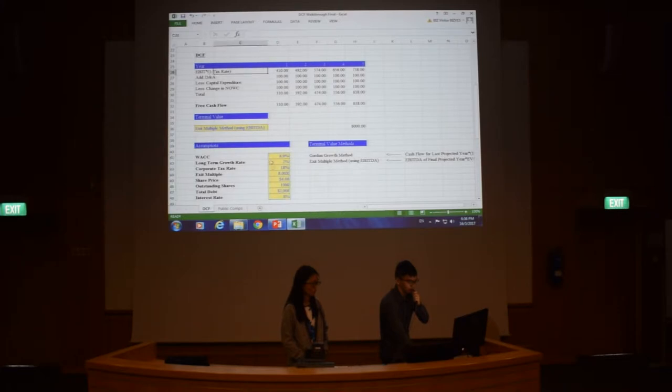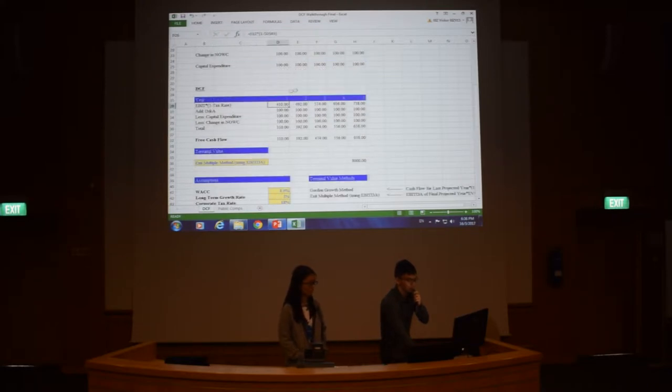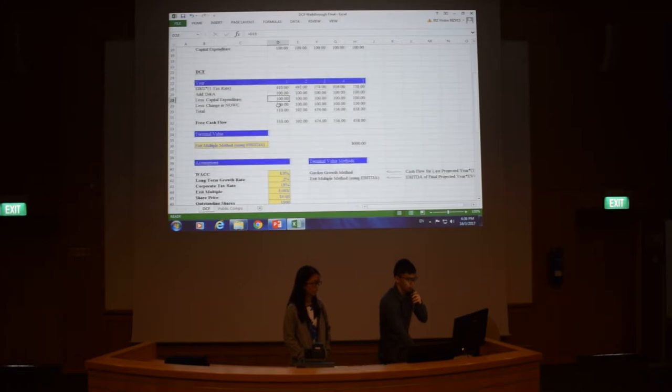So your tax rate in this case will be your corporate tax rate, which is 18%. So you just simply take EBIT times 1 minus 18%. So you'll get all these values over here. So that's step one. So step two, you have to add back your D&A, which is your depreciation and amortization. So we add it back because it's a non-cash expenditure. And then lastly, you have to minus your CapEx as well as your change in net operating working capital. So this will be the formula.